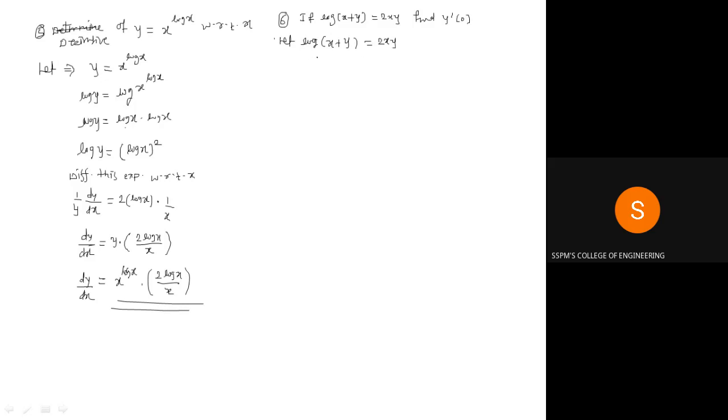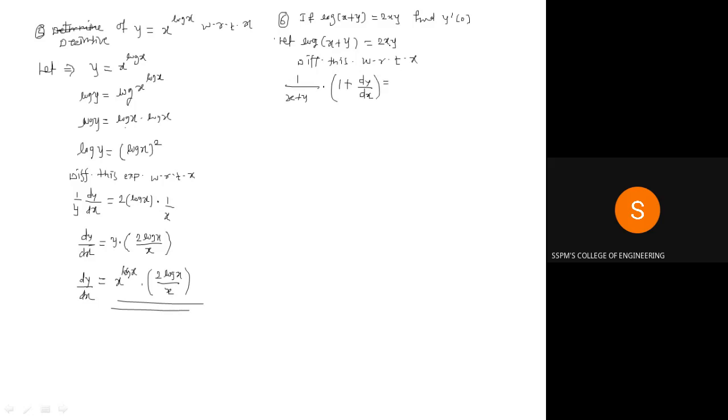So differentiating with respect to x. So what is the derivative of log? It is 1 by x plus y into the derivative of the term in log with respect to x. So the derivative of x is 1, plus the derivative of y, which is dy by dx.